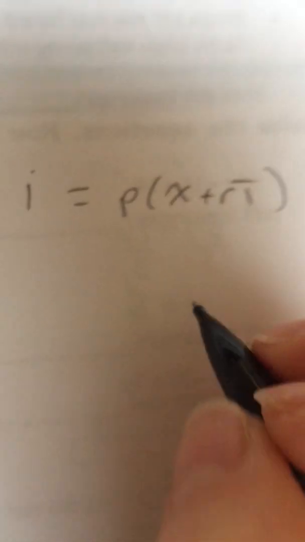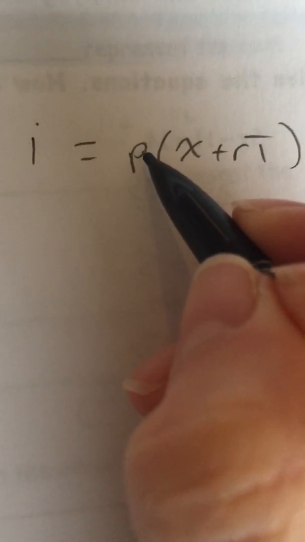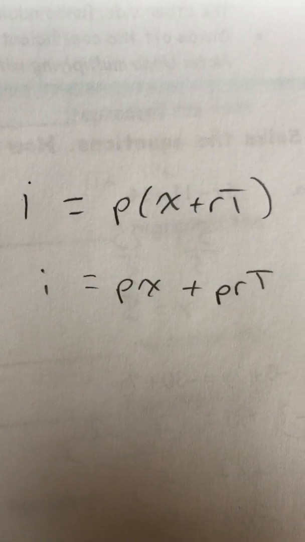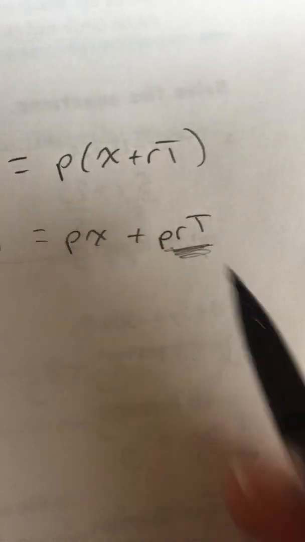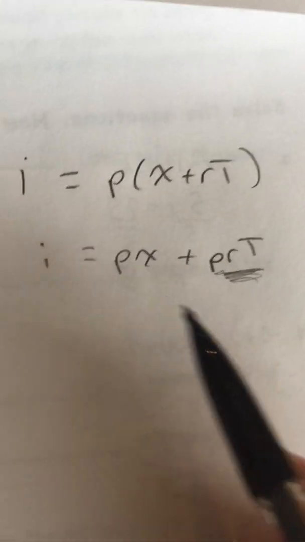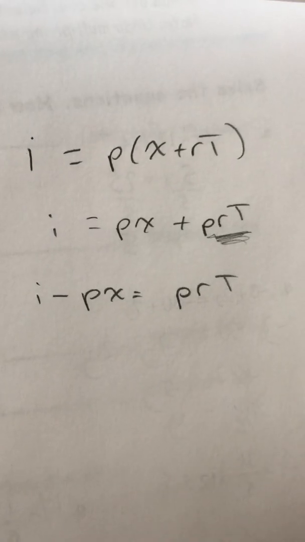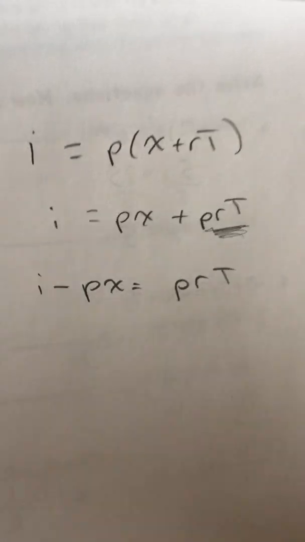Okay, if you really hated that way of doing it, there is another way. You could distribute this P through the bracket. And then you can isolate the term with T by getting rid of whatever's being added to it. And then you can isolate the T by dividing off the PR.